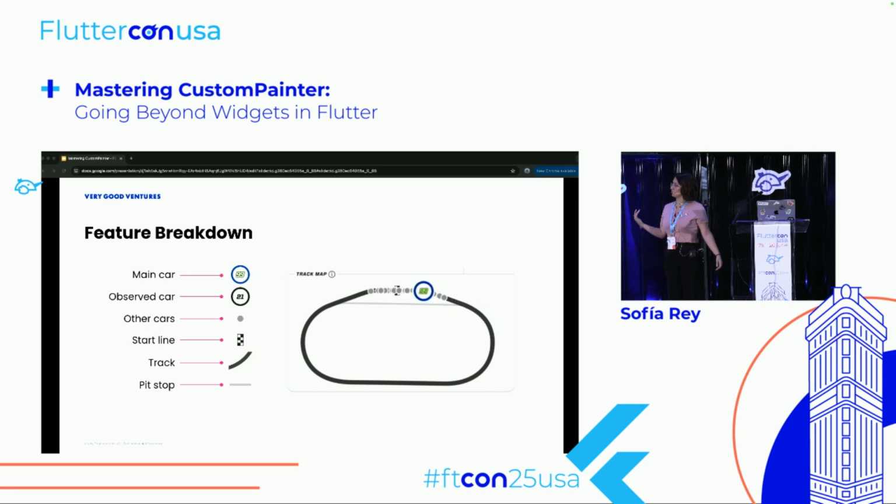The thing that must be on top of everything will be the main car. Then we have the observed car, the other cars, the start line, the track, and lastly the pit stop. That must be on the bottom.